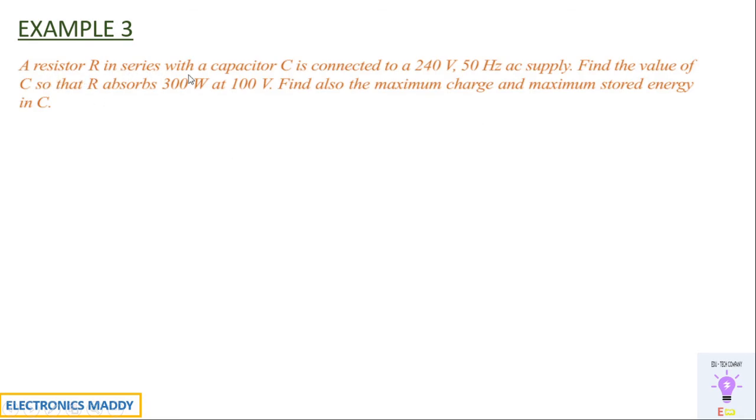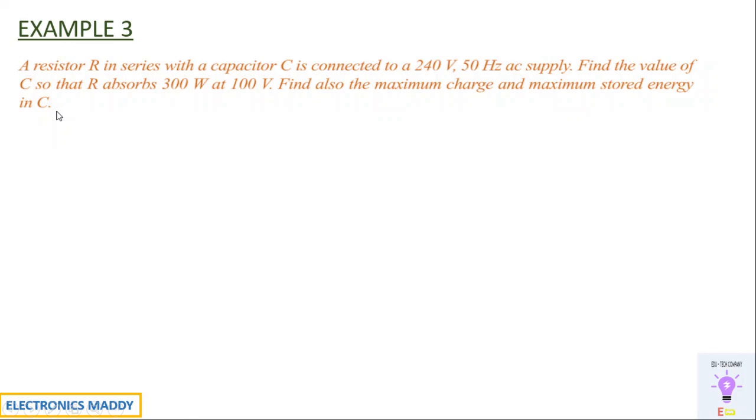A resistor R is in series with a capacitor C. So clearly they have given it as a series RC circuit over here itself. First line of the problem: it is connected to a 240 volt 50 hertz AC supply. Find the value of C so that R absorbs 300 watt at 100 volt. Find also the maximum charge and maximum stored energy in C.